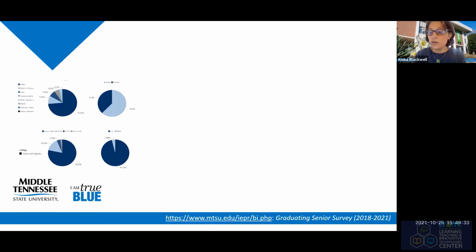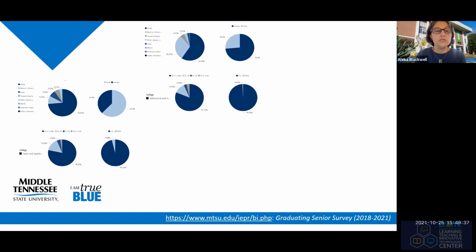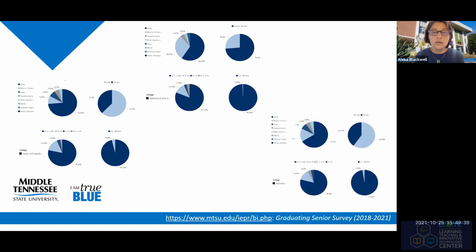And then you can also do it by college. So here you're seeing basic and applied science. Here you're seeing behavioral and health sciences. And here you see business. So you can see, for example, how the College of Business and the College of Basic and Applied Science have a larger number of male students in contrast to female students. By contrast, behavioral and health sciences has a very large female population and a much larger African-American population of students than some of the other colleges.